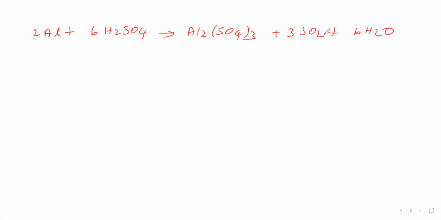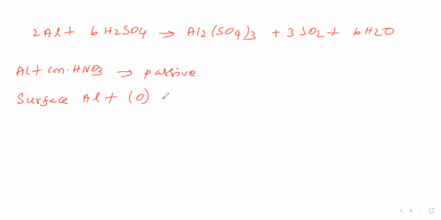Then aluminum with concentrated nitric acid. What happens? Here it is passive. Aluminum is passive with concentrated nitric acid. Why? Because what happens here? The surface aluminum reacts with the concentrated nitric acid. Concentrated nitric acid is the oxidizing agent that gives nascent oxygen. So the surface aluminum becomes alumina. This alumina is insoluble.